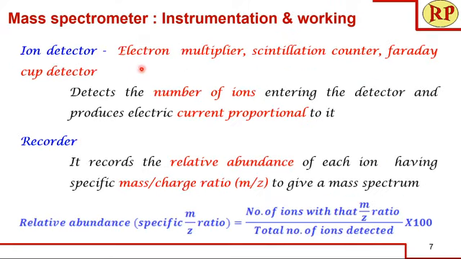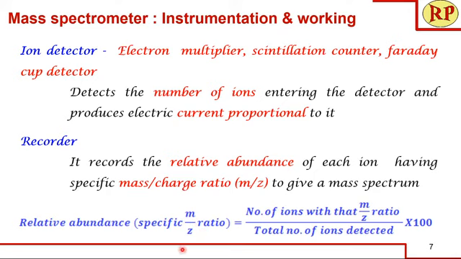Next is the ion detector. We can use an electron multiplier, scintillation counter, or Faraday cup detector. It detects the number of ions entering the detector and produces electric current proportional to it. And lastly, the recorder. It records the relative abundance of each ion having specific mass to charge ratio to give a mass spectrum.